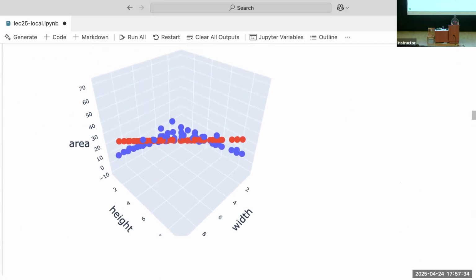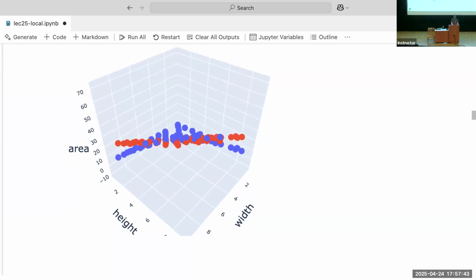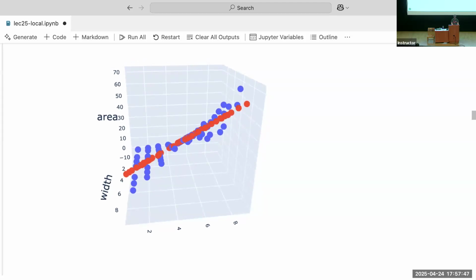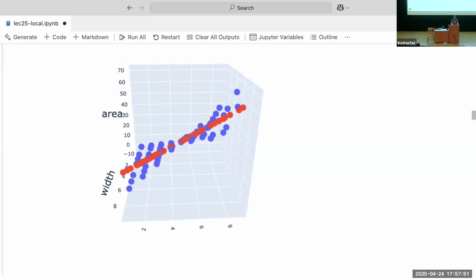Okay. So we're seeing here our original data is in blue. This is our width, height, and area data. Notice there's a curvature to that data. There's curvature to that blue hyperplane. Right? It's curved. The red dots represent what PCA gave us, the approximation. And you look at this picture and it's doing a pretty darn good job.